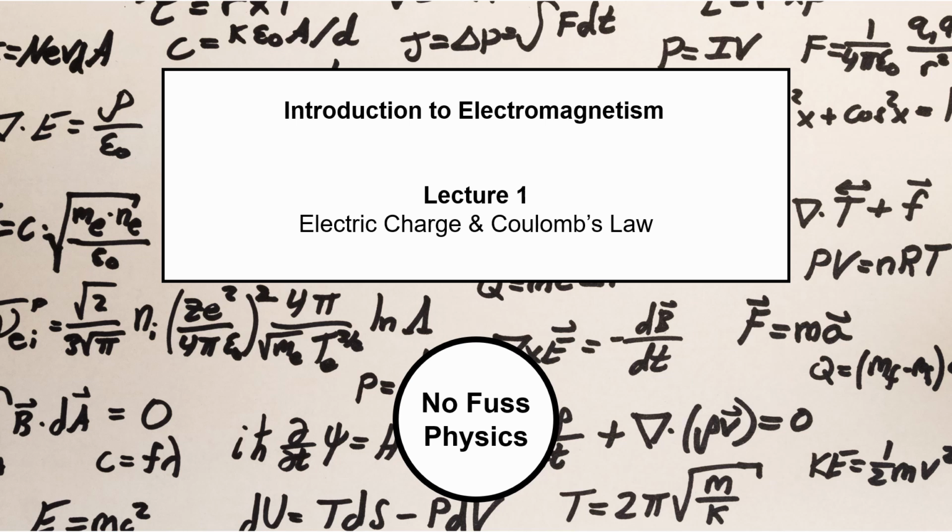This will be a series of lectures going over everything in electromagnetism at an early university level, everything from electrostatics to electrodynamics, Maxwell's equations, and their applications. This Lecture 1 will be covering electric charge and Coulomb's law. So let's begin.